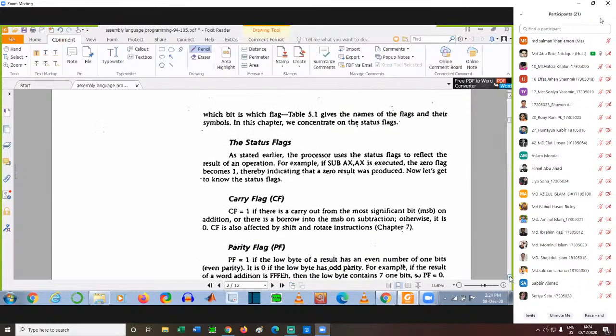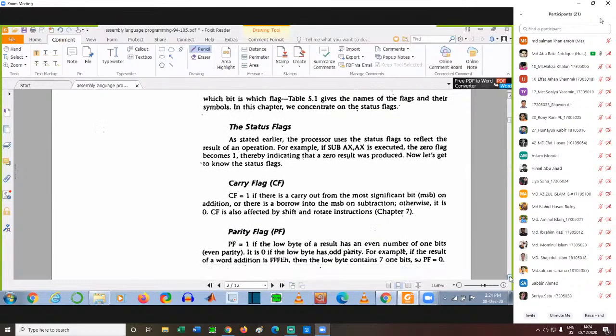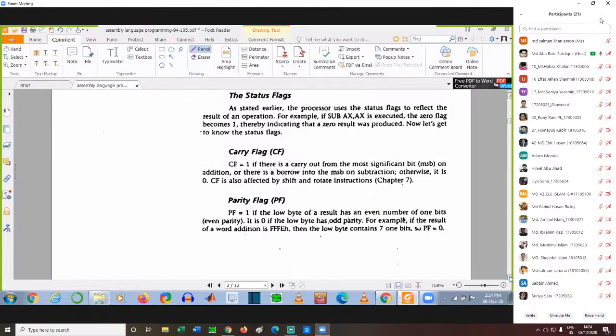Okay, so let's talk about status flag. You already know that there are 6 status flags, so we are going to discuss each and every status flag in detail. As stated earlier, the processor uses the status flag to reflect the result of an operation. That means if you want to know what kind of operation was performed, you can look at the status flag and you can assume that this kind of operation is already performed.